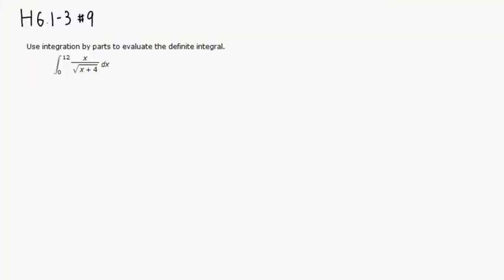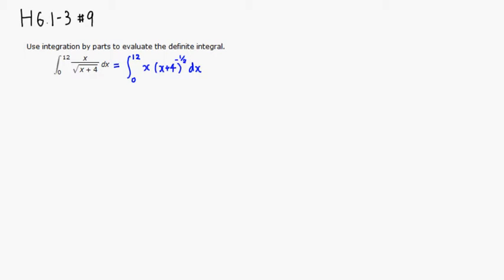In this case, I'm going to rewrite it first. I'm going to write it as the integral from 0 to 12 of x, and instead of writing 1 over the square root of x plus 4, I'm going to write it as the quantity x plus 4 to the negative 1/2 power with respect to x.